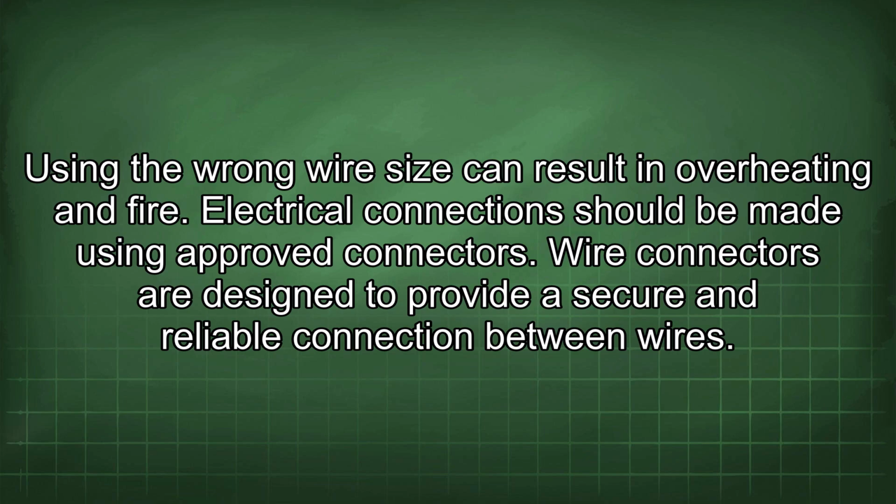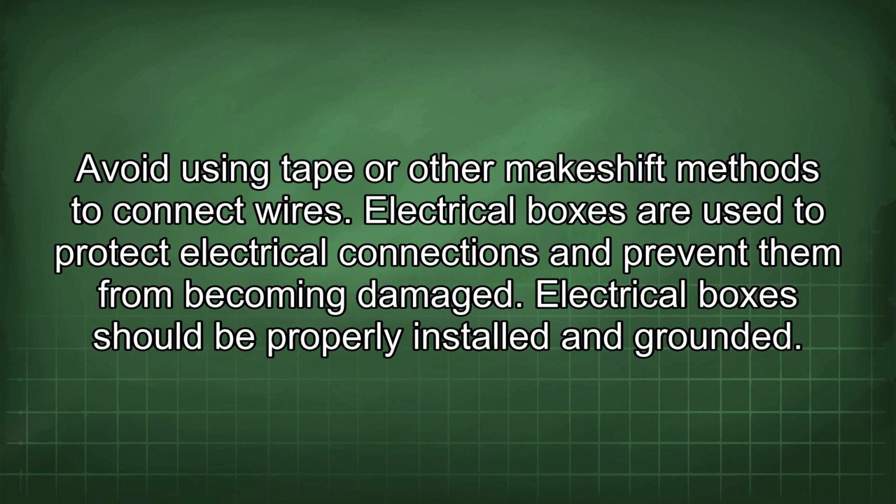Electrical connections should be made using approved connectors. Wire connectors are designed to provide a secure and reliable connection between wires. Avoid using tape or other makeshift methods to connect wires. Electrical boxes are used to protect electrical connections and prevent them from becoming damaged. Electrical boxes should be properly installed and grounded.